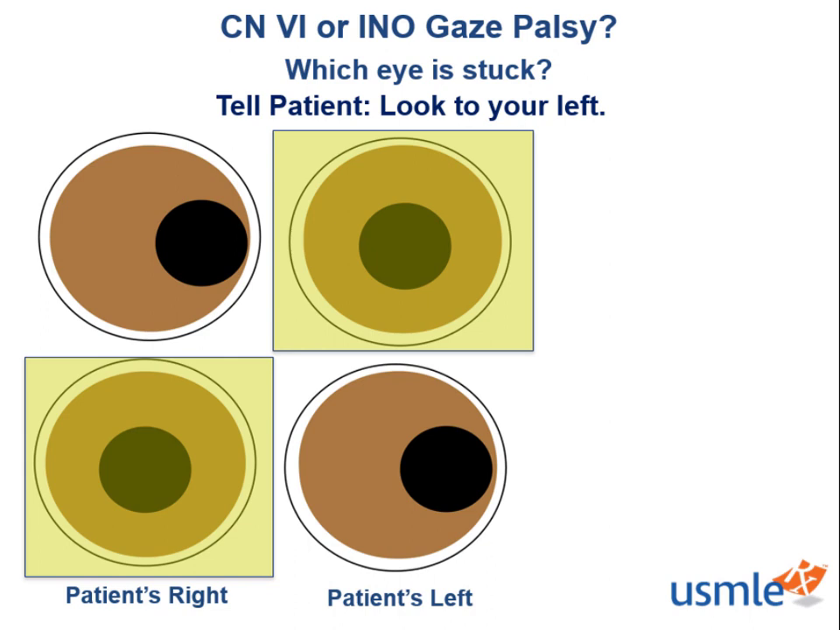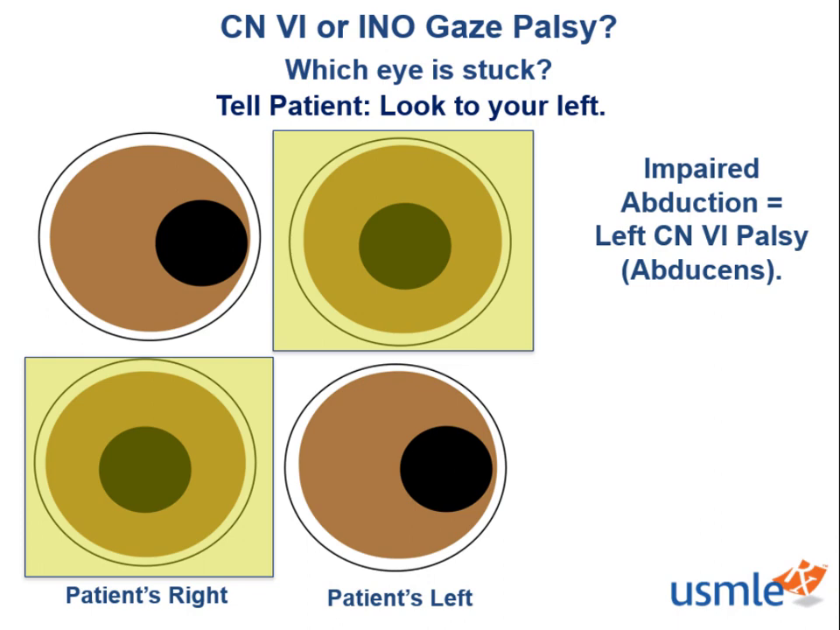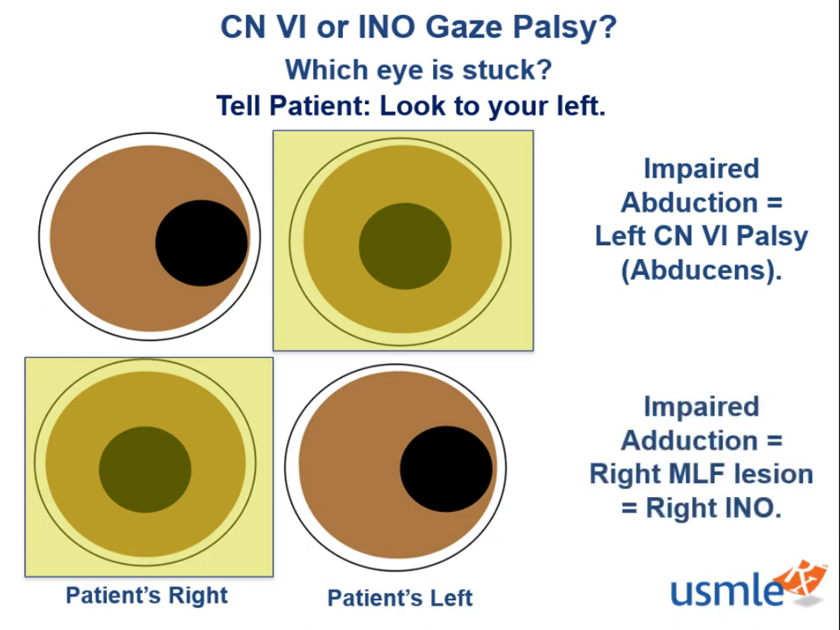The patient's left eye in the top panel did not move to the patient's left due to impaired abduction caused by a left cranial nerve 6 or abducens nerve palsy. On the boards, this is classically associated with idiopathic intracranial hypertension. The patient's right eye in the bottom panel did not move to the patient's left due to impaired adduction caused by a right MLF lesion, which is called a right internuclear ophthalmoplegia or INO.